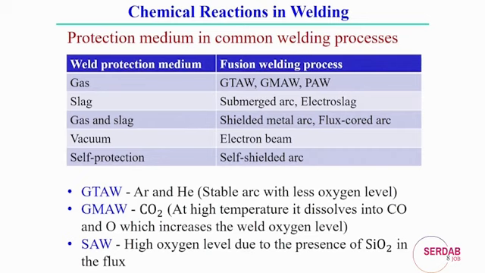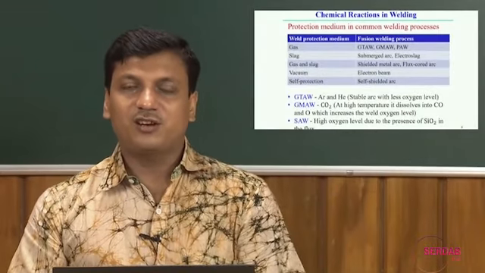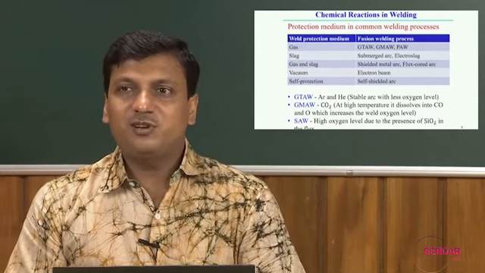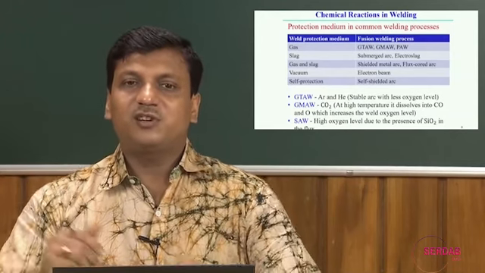In shielded metal arc welding and submerged arc welding, we can mostly find a high level of oxygen, because we can use silicon oxide as a composition in the flux material. That is why the oxygen level is high in the submerged arc welding process.